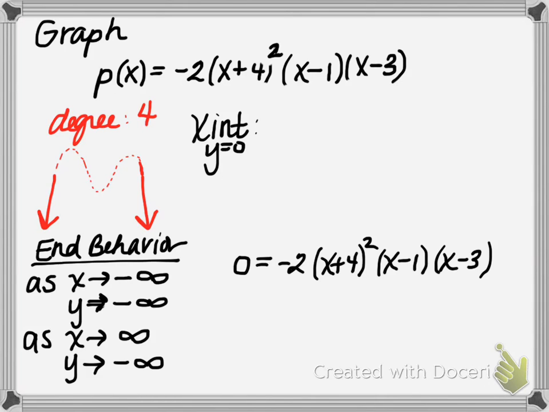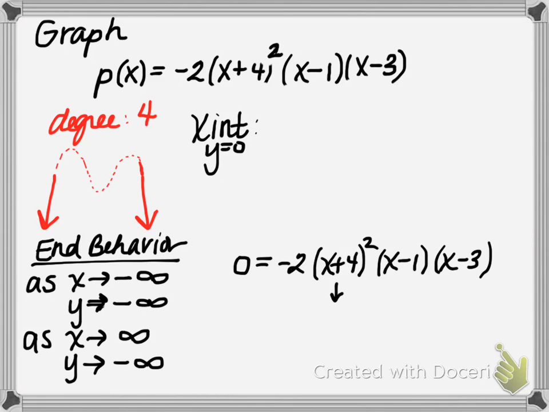Luckily, it's already factored, so this should be a fast one for us, because we know we're going to take each one of my factors and set them equal to 0. Now, you don't need to worry about -2. Even though -2 is a factor, it does not contain a variable. There's no x with that -2, so you're not going to get any additional solutions from the -2.